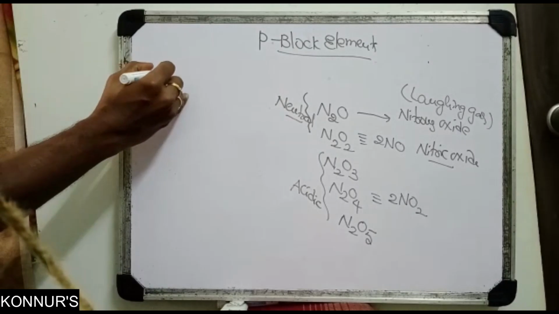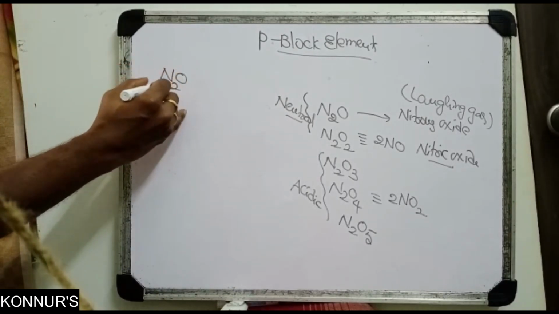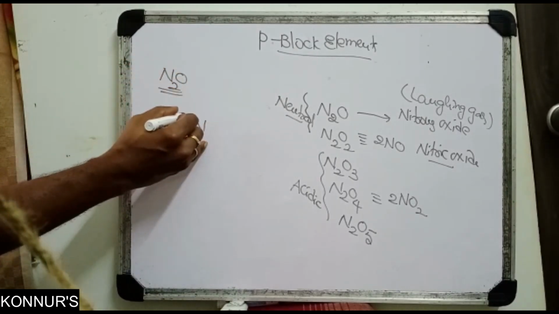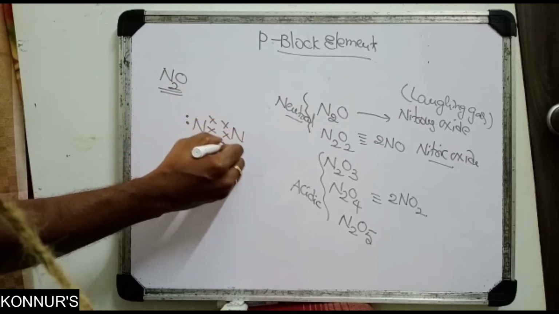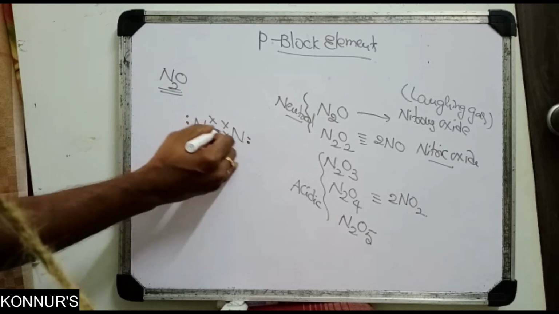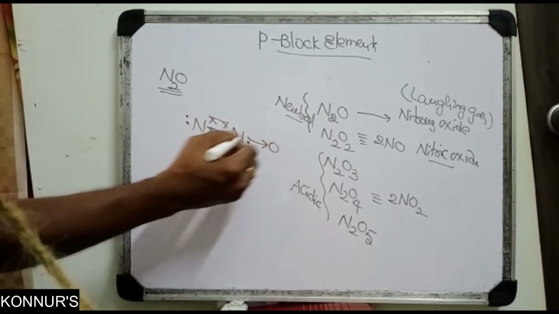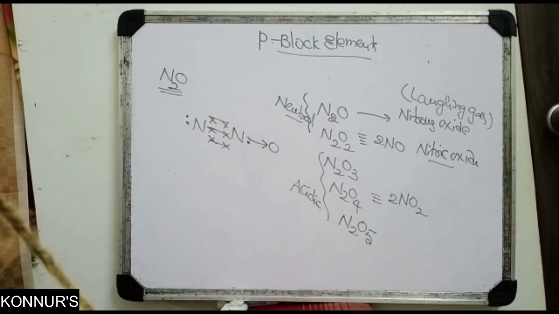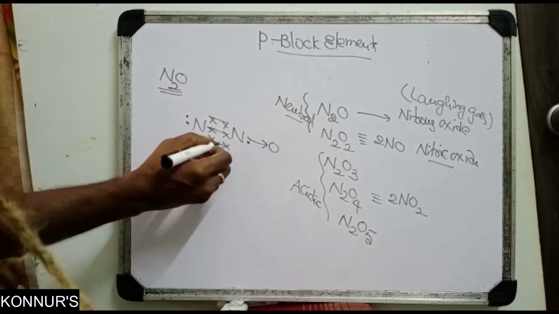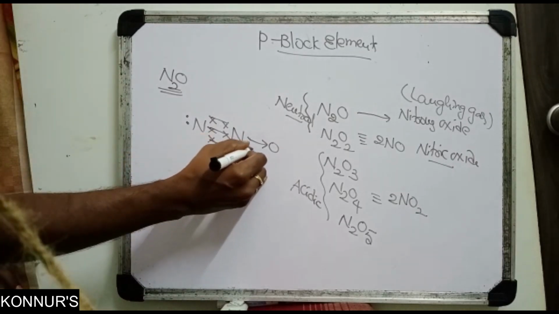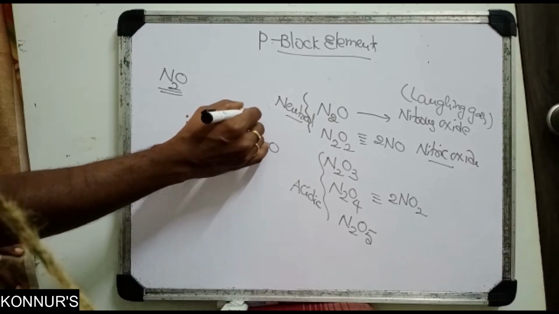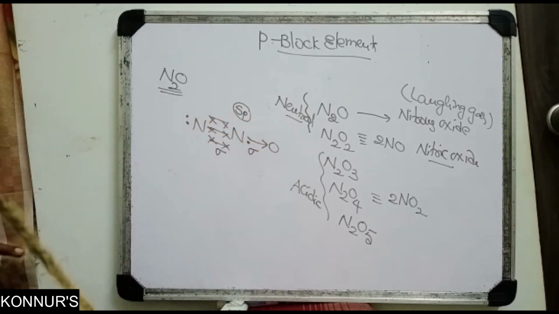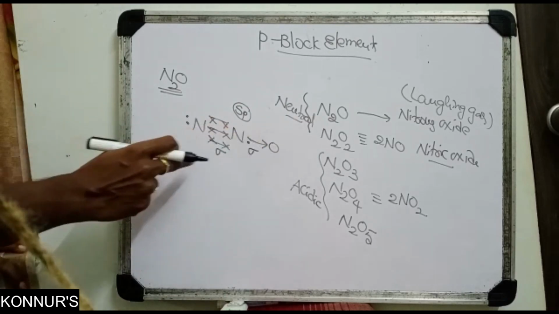If you see the structures, N2O: in the N2O structure, one nitrogen has one lone pair and three single electrons, and the other nitrogen has three single electrons and one lone pair. So that's why this is N2O. What will be the hybridization? Here one sigma, here one sigma, so the number is 2. Two sigma bonds means sp.